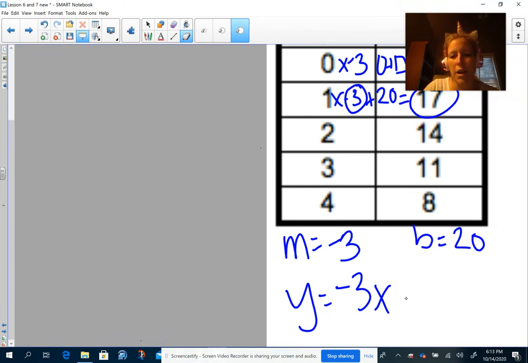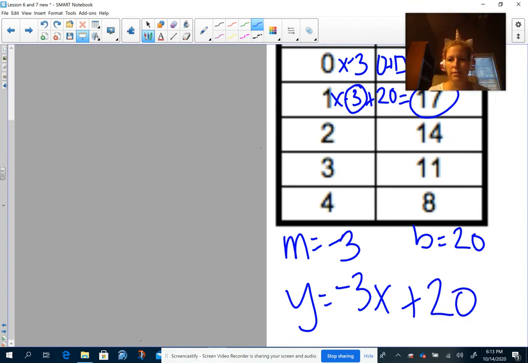Did you write down y equals -3x? Oh, hold up. I didn't mean to erase it. Oh, come on. There we go. Did you write this equation? Good. Okay, let's try another one.